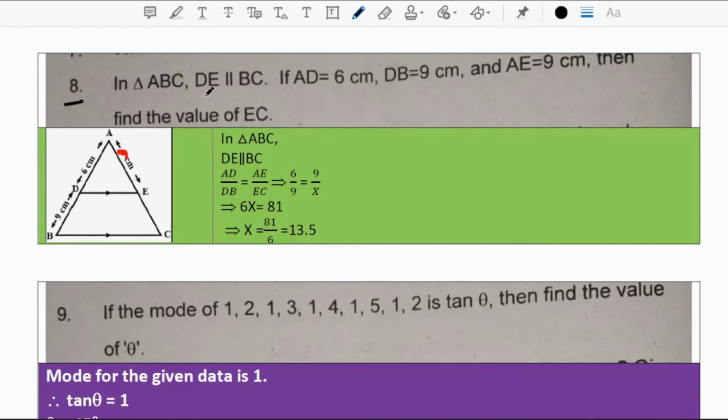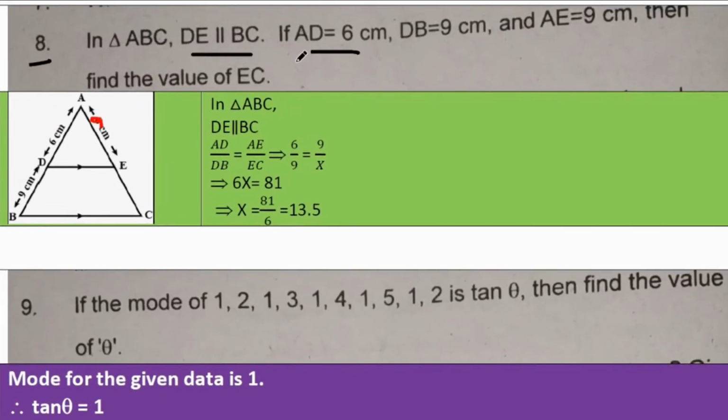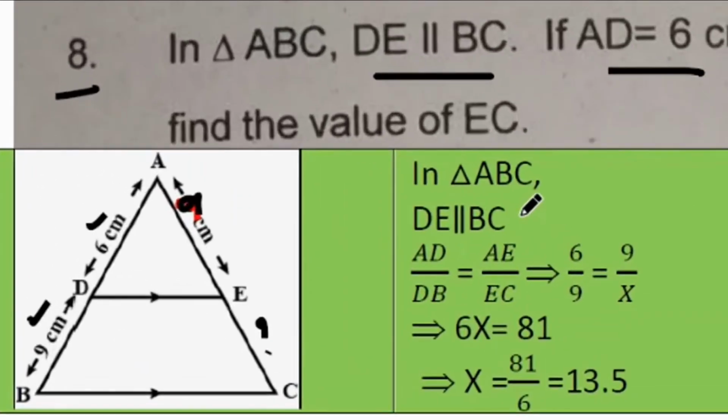In triangle ABC, DE is parallel to BC, AD is 6, DB is 9, AE is 9, and we have to find EC. To find EC, we have to use the basic proportionality theorem, which is AD by DB is equal to AE by EC, students. AD is given as 6, DB is given as 9. 6 by 9 is equal to 9 by x.